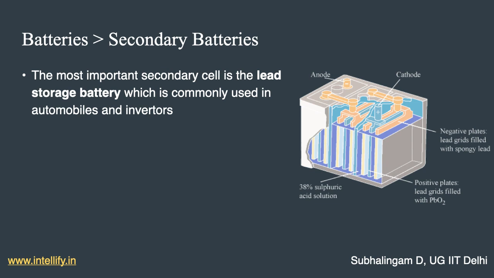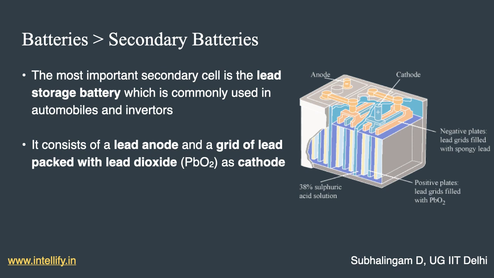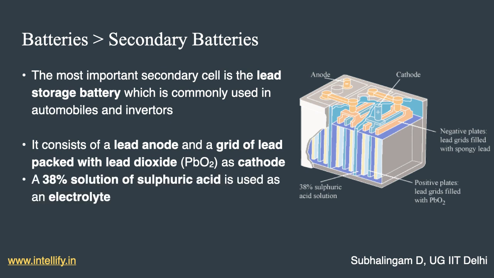So this is a sketch of a lead storage battery on your right. It consists of a lead anode and a grid of lead packed with lead dioxide, that is PbO2, as cathode. So anode is lead, cathode is a grid of lead packed with PbO2. A 38% solution of sulfuric acid is used as electrolyte.